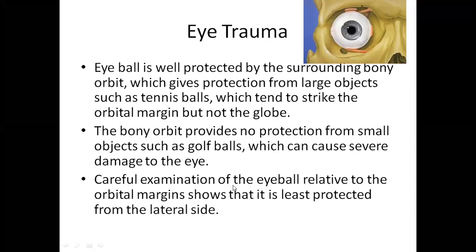Okay? Careful examination of the eyeball relative to the orbital margin. So this is the superior margin, medial margin, inferior margin, and the lateral margin. You have to carefully examine the margins of the orbit, which show that the eye is least protected from the lateral side. So it is least protected from the lateral side.